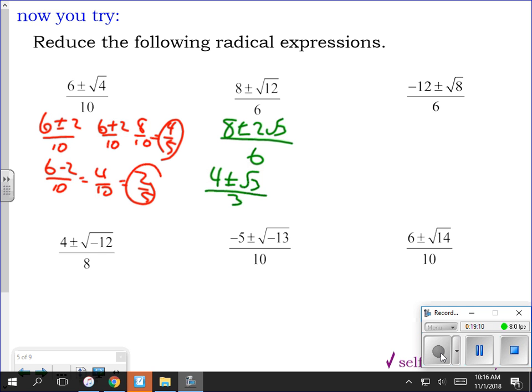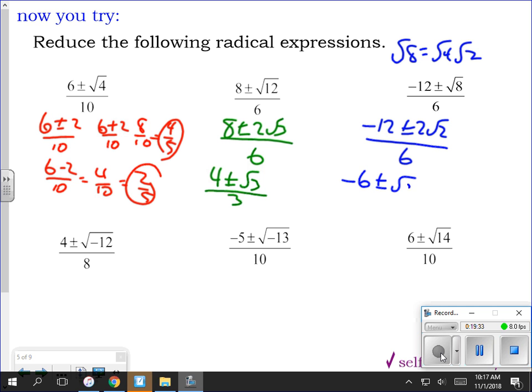Square root of 8. Square root of 4 times square root of 2. So square root of 8 is 2 root 2. So I get negative 12 plus or minus 2 root 2 over 6. 12, 2, and 6 are all even, divisible by 2. So I get negative 6 plus or minus root 2 over 3. Questions on those first three?